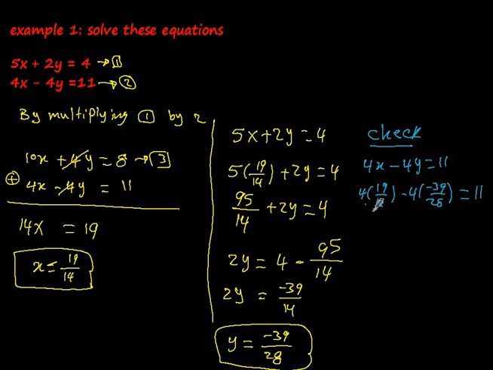By using the calculator, you find out 4 multiplied by 19 over 14 to be 38 over 7, minus 39 over 7. So by adding 38 plus 39, you get 77. So 77 over 7 simply equals 11. 11 equals 11. So left hand side is equal to the right hand side. So my answer is correct.